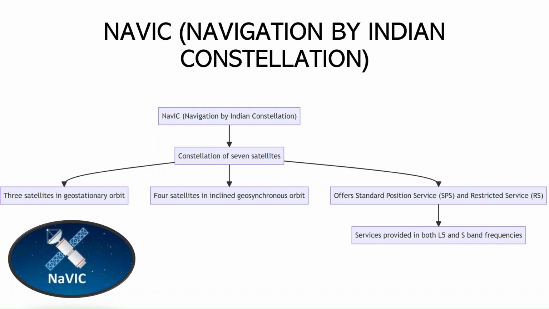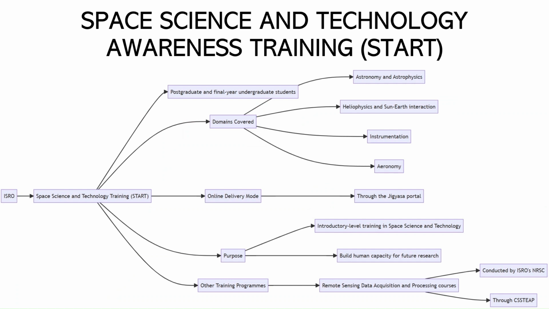Right? So, moving on. ISRO has launched an online training program called the Space Science and Technology Awareness Training, or simply START, which is aimed at postgraduate and final year undergraduate students of physical science and technology. START covers 4 diverse dimensions of topics, which provides a comprehensive understanding of space science and technology.